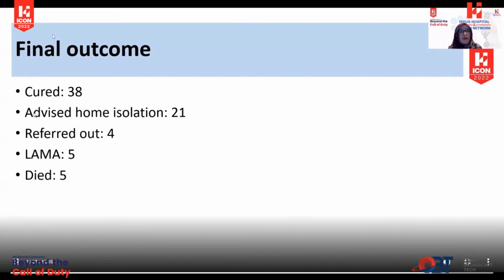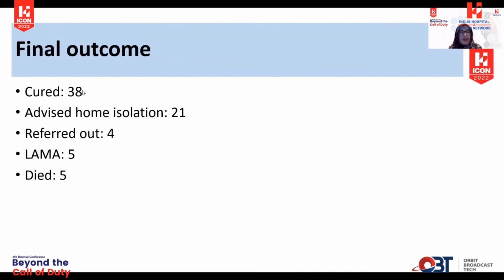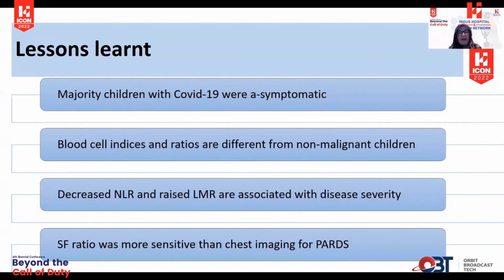So the final outcomes we saw were that 38 children got cured, 21 were advised home isolation, 9 were either referred out or left against medical advice, and 5 succumbed to the illness. So finally, I come to my last slide, which is what were the lessons we learned. The lessons we learned were that, as with children without malignancy, children with malignancy also tend to have milder infections. The majority are asymptomatic, and they do not require treatment.